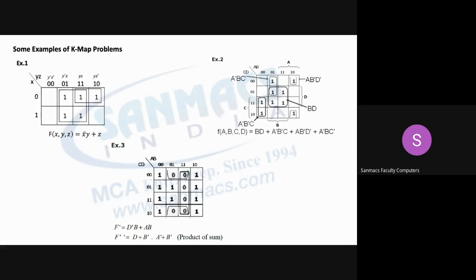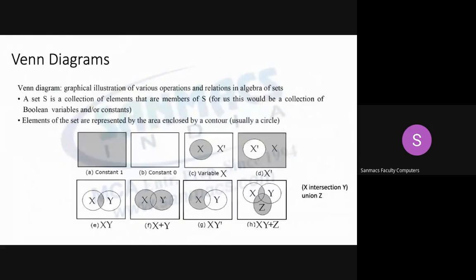Moving on. So now we're going to talk about Venn diagrams. It's a graphical illustration of various operations and relations in set theory. A set S is a collection of elements that are members of S. And for us, this would be a collection of Boolean variables or constants. And elements of a set are represented by the area enclosed by a contour, which is usually a circle.